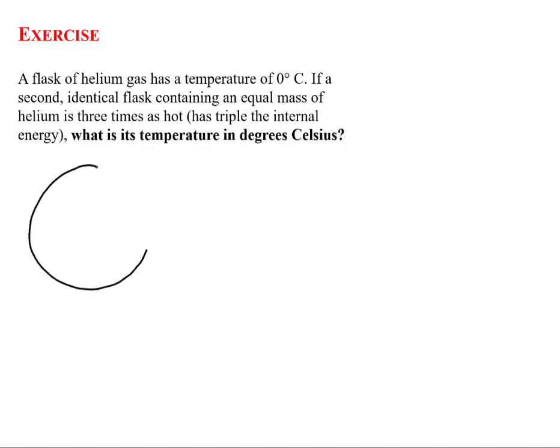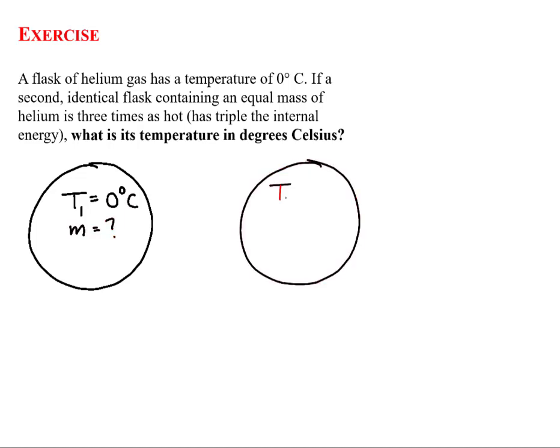So we have two flasks. Flask 1 is at a temperature of 0 degrees Celsius, so I'll indicate that as 0 degrees Celsius. We know it has a certain mass, we just don't know what the mass is. We have a second flask, which is at some temperature that we don't know. So I'll just put a question mark on that temperature. But the second flask has the same mass, which we don't know. But we do know one thing.